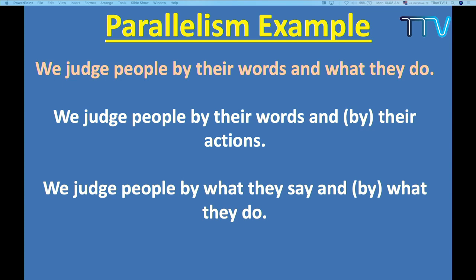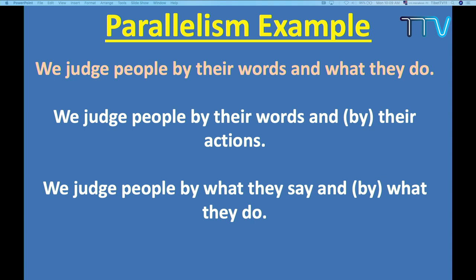We judge people by their words and what they do. Now if you look at this sentence, it seems there is no mistake, but there is a mistake, because there is a change in the form. First, we judge people by their words, and in the next part, what they do. So it's different. How do we change it? We judge people by their words and by their actions. We see the word 'by' is the same. By their words, noun; by their actions, noun. What they do, certainly we have got a verb here. So that is wrong.